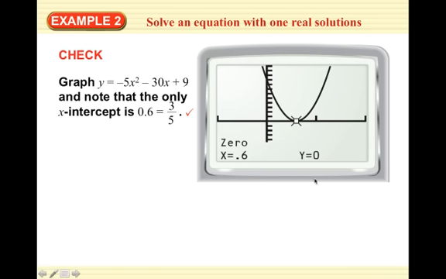And you look here, and it shows us when we look at the calculator that the only x-intercept, the only zero, is at 0.6. And it is one that's approached from two sides. And so that confirms that this is a double zero.